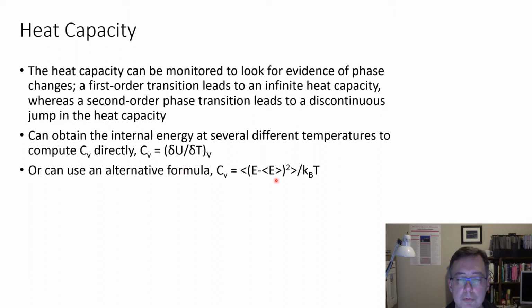Or I could use a formula like this. I could look at the average, that's the outer brackets, of the square of the energy minus the average energy. So this is like variations of the energy during the simulation, and divide that by kBT. That can also give me the heat capacity at constant volume. So there's a couple different strategies.